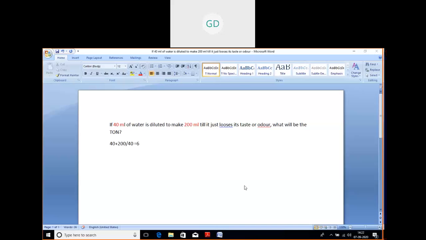Clear, right? It's very simple. In your question, two values will be given. One will be your raw sample and the other will be your diluted sample. You need to add both and then divide by your raw sample. Then that will be your threshold number. So it's clear, now we need to go next.